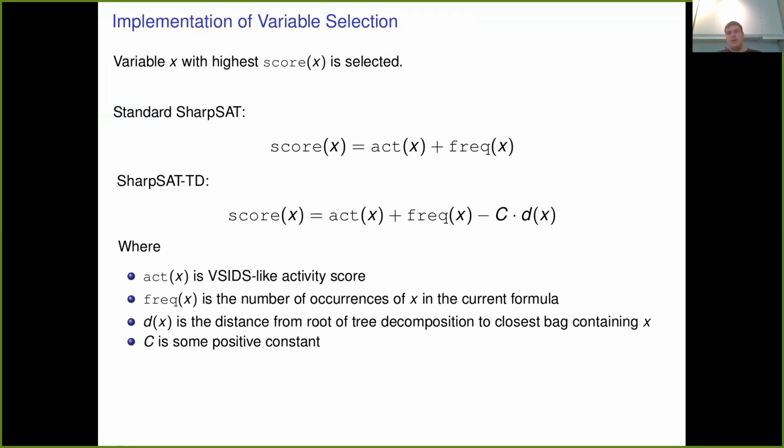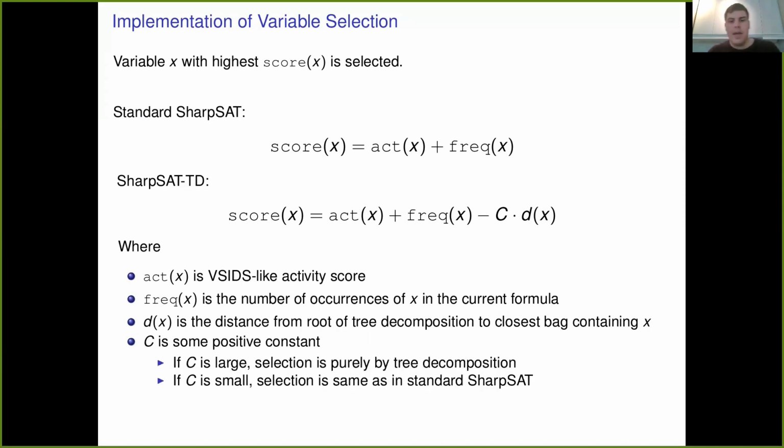And in Sharpshot TD, we implement this tree decomposition based variable selection by a very simple modification to this score. Now what we do is subtract this term c times dx, where c is some positive constant, and dx is the distance from the root of the tree decomposition to the closest bag containing this variable x. If we put c to a very large value, this always selects the variable that is closest to the root. So this selection is done purely by looking at the tree decomposition. And if we put this constant c small, close to 0, then the selection is the same as in standard Sharpshot.